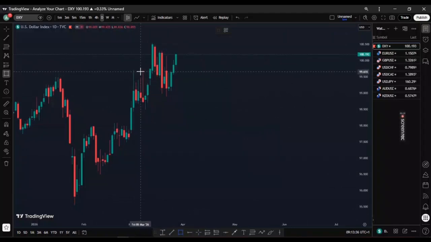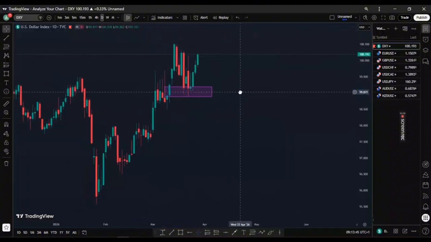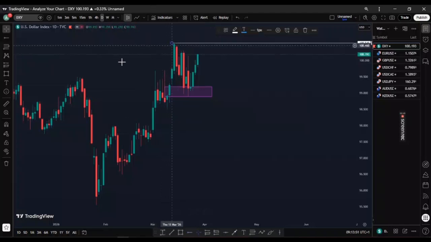Now, if you look closely at this price action, you see that price just reacted from this other block right here. You can say this fair value gap to be more precise. So we have price reacting from this fair value gap here, and it's pushing upwards to take out the old high right here.